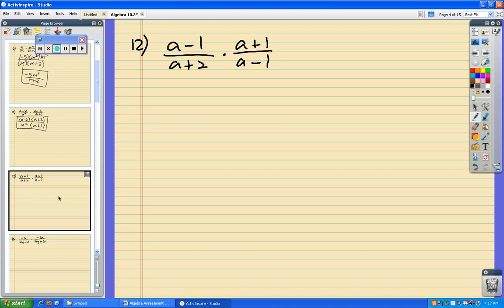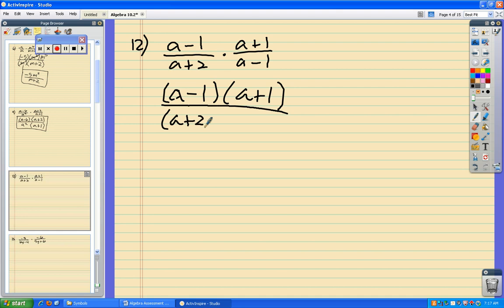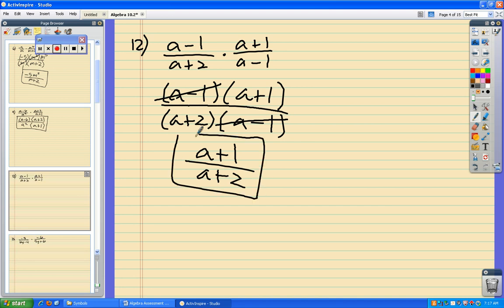Let's see. I'm going to write this as one fraction. A minus 1, a plus 1, a plus 2, a minus 1. Okay, now we start our cancel. Good. A minus 1's cancel. Anything else? Okay. You have a plus 1, a plus 2. Okay, next one.